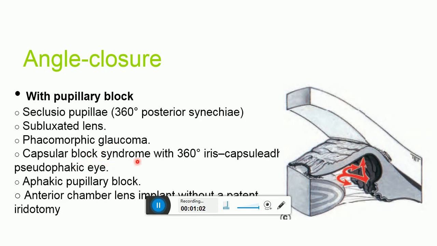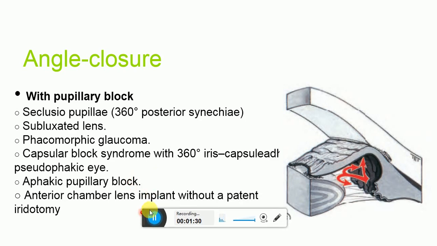Capsular block syndrome, with 360-degree iris-capsule adhesion in a pseudophakic eye. So when the iris and capsule are attached, this is called capsular block syndrome. Aphakic pupillary block and anterior chamber lens implant without a patent iridotomy can also cause angle closure glaucoma.